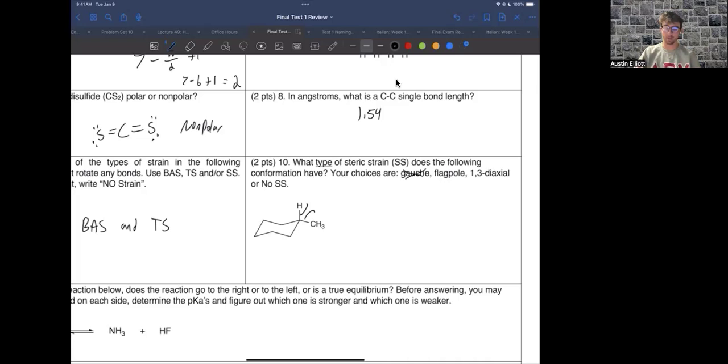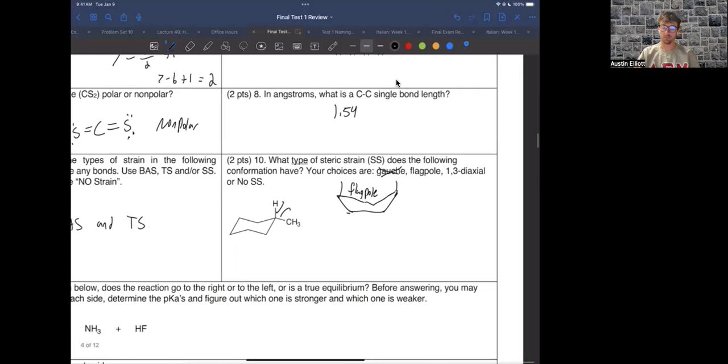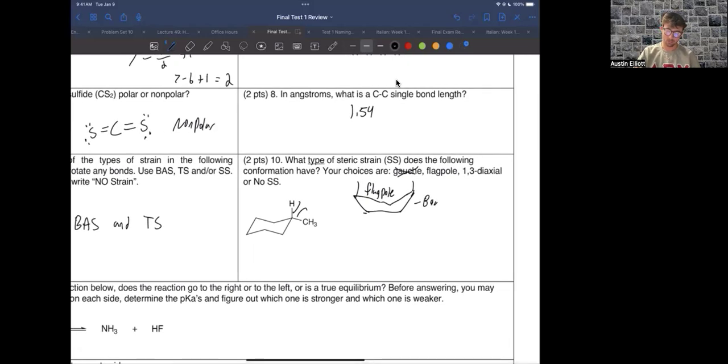Flagpole is usually only really found in our boat structures, if I could draw it. Something kind of like that. Not exactly, but this is where you find flagpole, because you have the groups kind of going up like that. But you will never see flagpole really in a chair conformation.